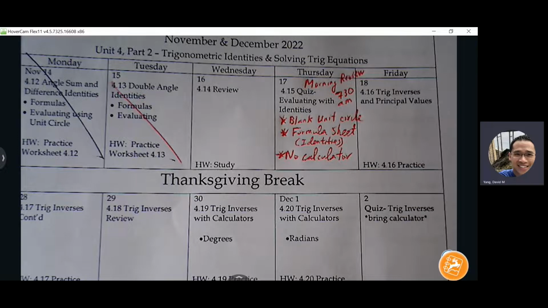Tomorrow, the blank unit circle will be on the quiz, and you can use that. So that's why we're spending these days reviewing, making sure you're really comfortable with the unit circle. The unit circle fact sheet that you just picked up has blank unit circles on both pages, so maybe you can do one in class today, and then do one either tomorrow morning or later today as additional practice. I will provide you the pink formula identity sheet that you used on the previous test. And no calculator tomorrow.